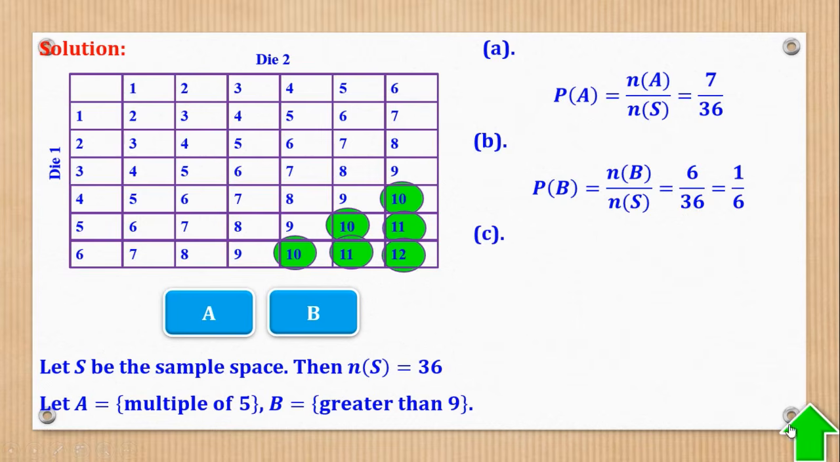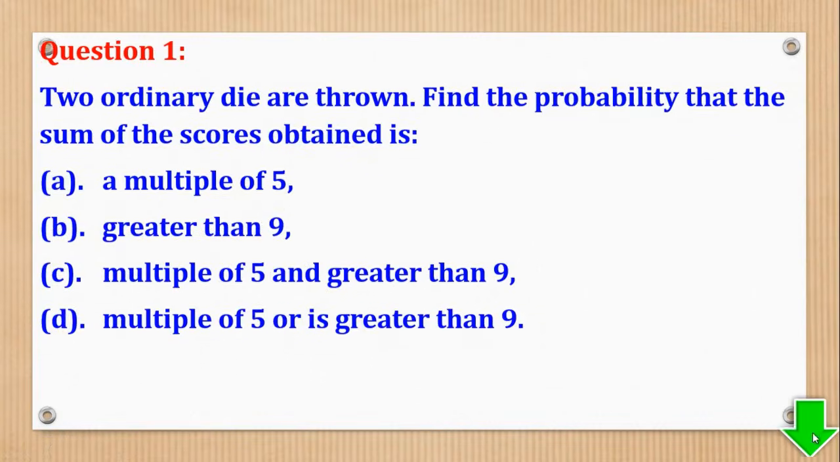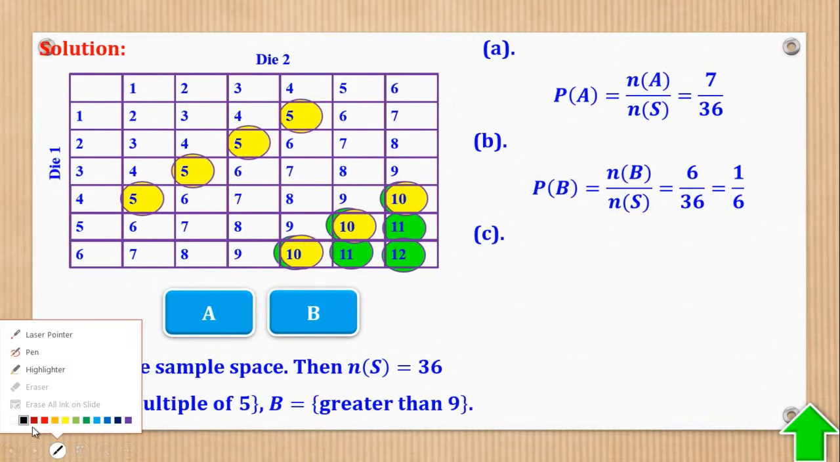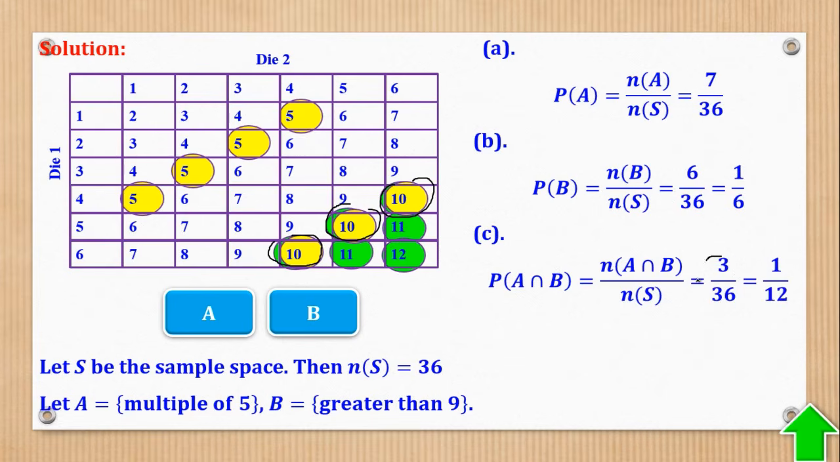Now we shall go to part C. For part C they want multiple of 5 and greater than 9. That means they want a joint occurrence. So both greater than 9 and also multiples of 5, you realize the intersection will be: this 10 is both a multiple of 5 and greater than 9, multiple of 5 and greater than 9. So they are only 3. Therefore you write that it will be 3 over 36.